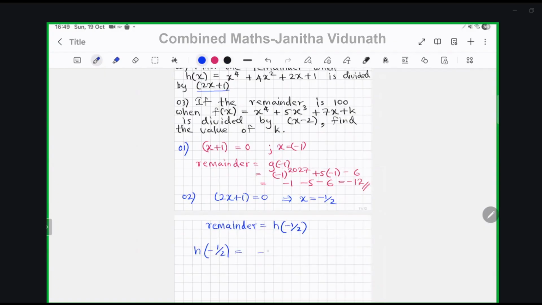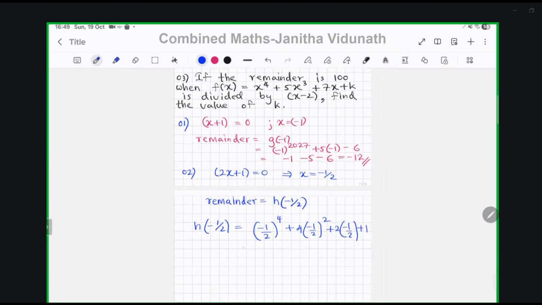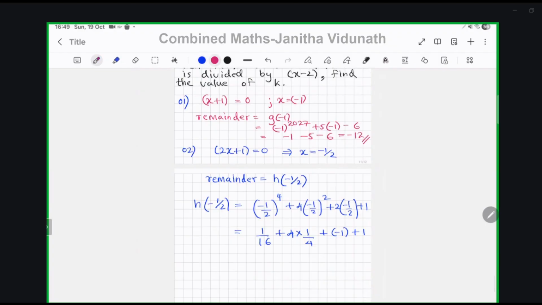That means minus half to the power 4 plus 4 times minus half to the power 2 plus 2 times minus half plus 1. From here we get 1 over 16. From here we get 4 times 1 over 4. From here we get minus 1. From here we get plus 1. This will become 0.